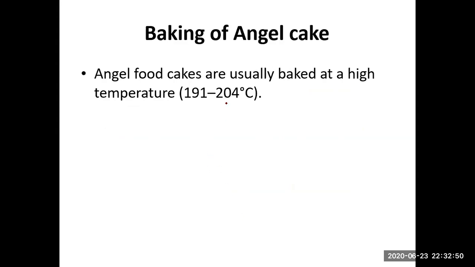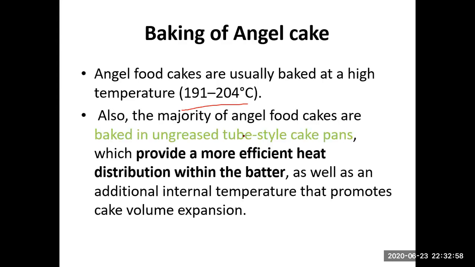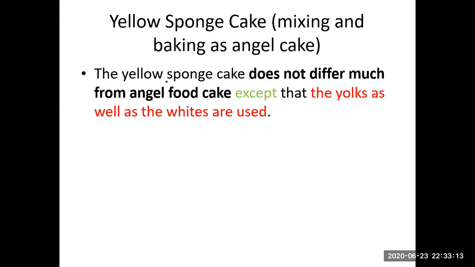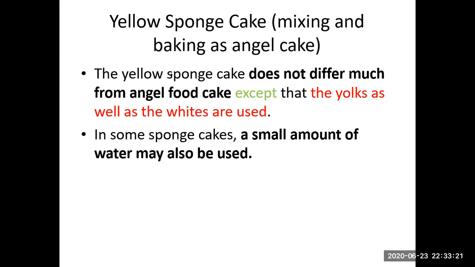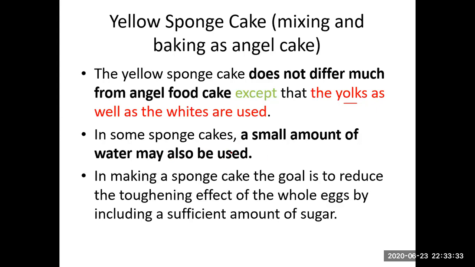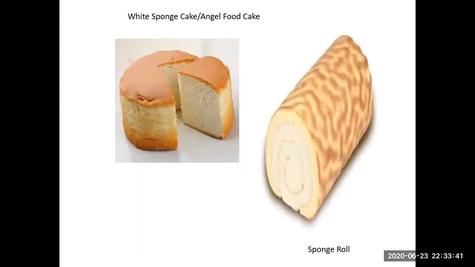Then how will we bake that? You can bake that at 191 to 204 degrees centigrade. And in case of angel food cakes, mostly ungreased tube-style cake pans are used. For example, sponge roll. Then our second one, yellow sponge cake. In case of that, the mixing method and baking temperature are almost the same as angel cake, except that here yolk is also added. In some sponge cakes, a small amount of water is also used. So we already read about sponge cake and sponge roll.